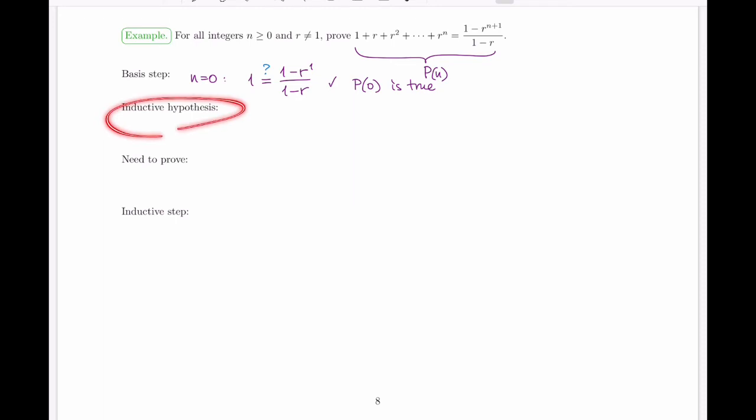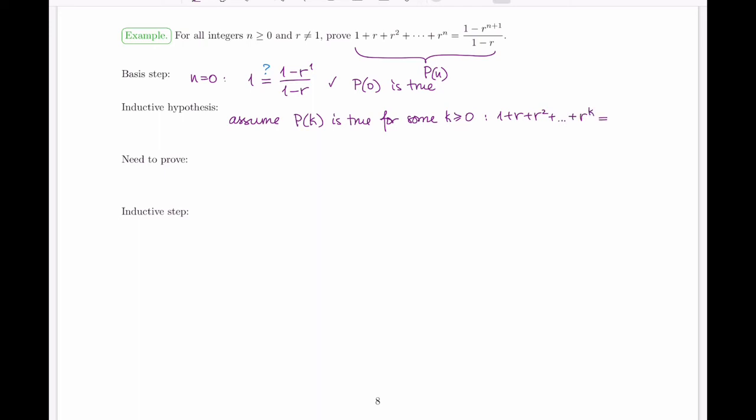Fantastic. Next up is inductive hypothesis. So next up, I'm going to assume, let me write that down, assume P of k is true for some k greater or equal than the basis case, which is 0. So what that means I'm assuming is that this expression is true when n is equal to k. So 1 plus r plus r squared all the way up to kth power does actually satisfy that formula. So 1 minus r to the power of k plus 1, over 1 minus r.